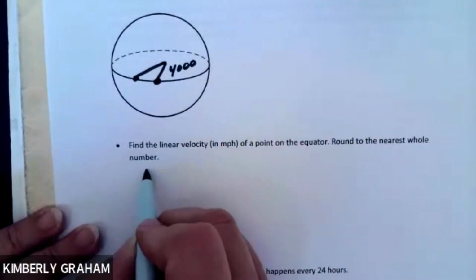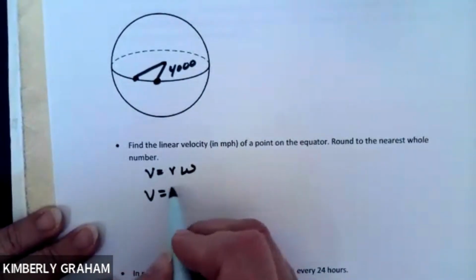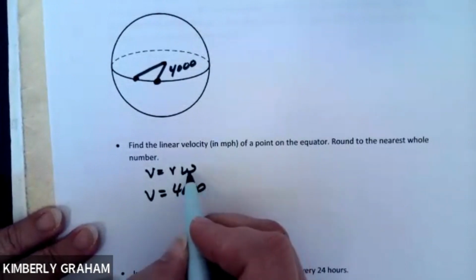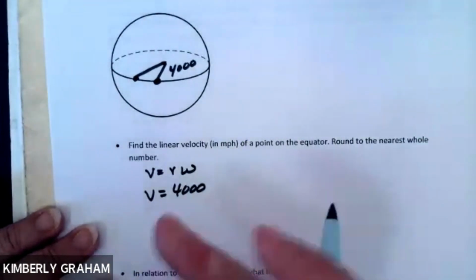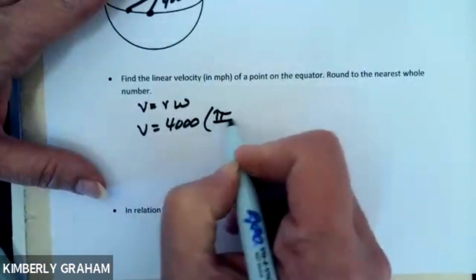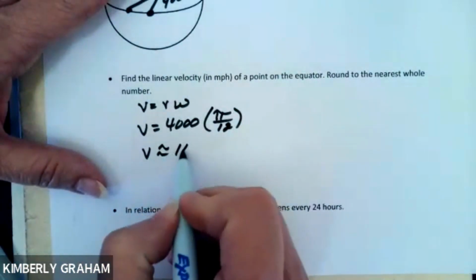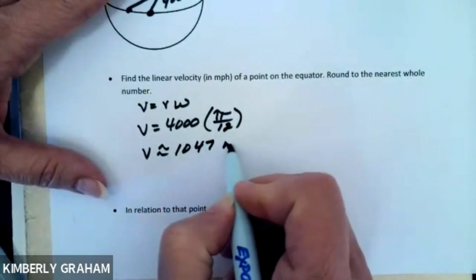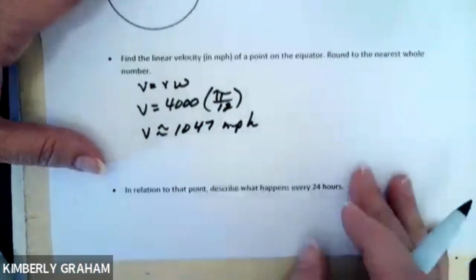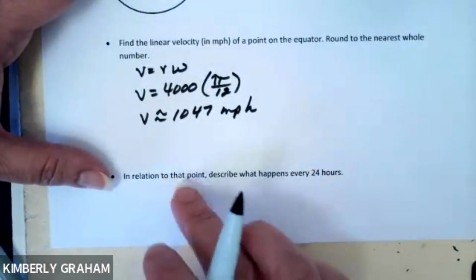So again, I'm asked to find the linear velocity. This is my formula that I'm using. And I know the radius is 4,000. And my angular speed has to be in units of radians per hour, radians per minute, radians per some unit of time. And I have radians per hour here, so pi over 12. When I multiply this out, I get approximately 1,047 miles per hour.